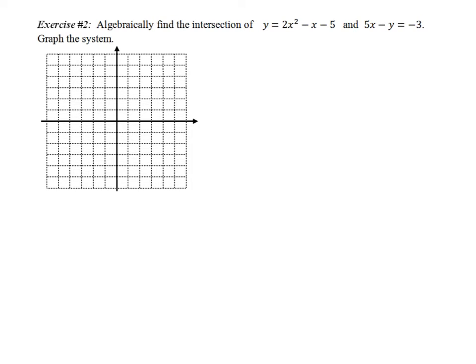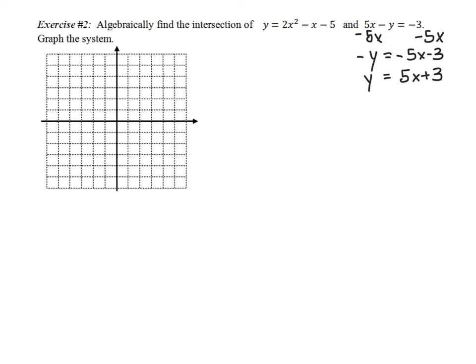So I'm probably going to subtract 5x from both sides of the equation. So that gives me -y is equal to -5x minus 3. And then divide both sides by -1, so y is equal to 5x plus 3. So let's solve algebraically first.